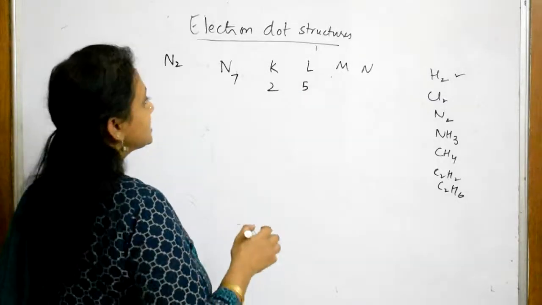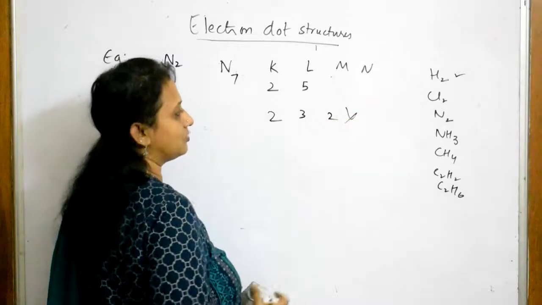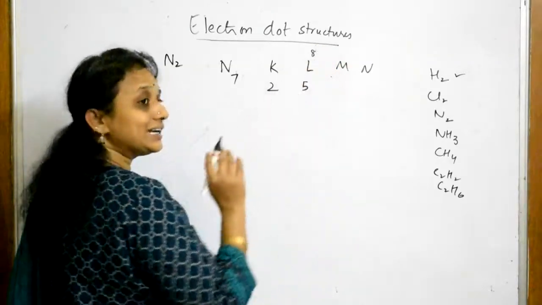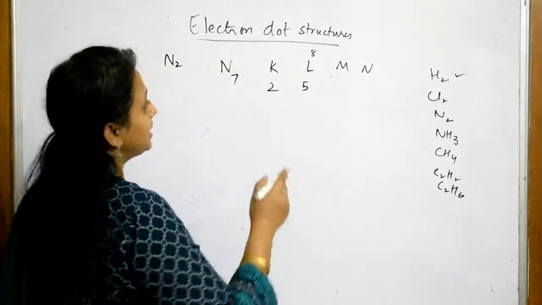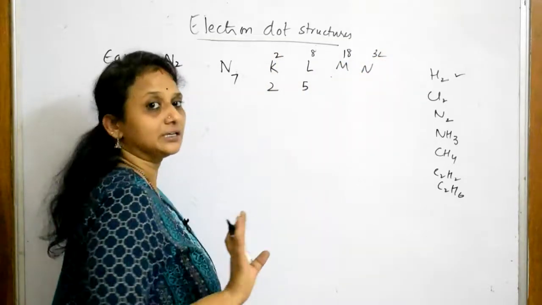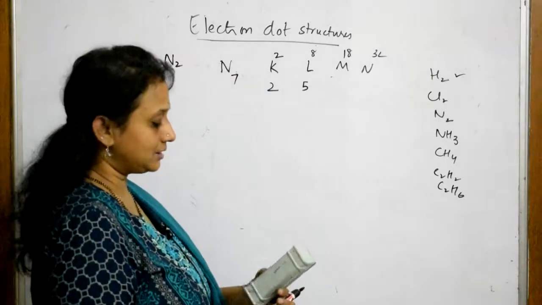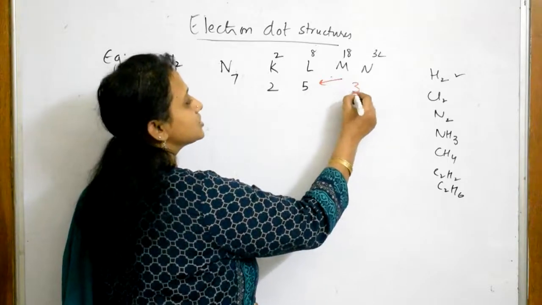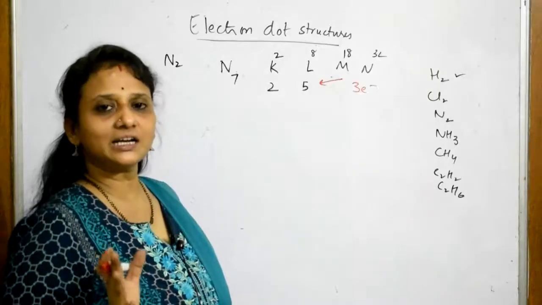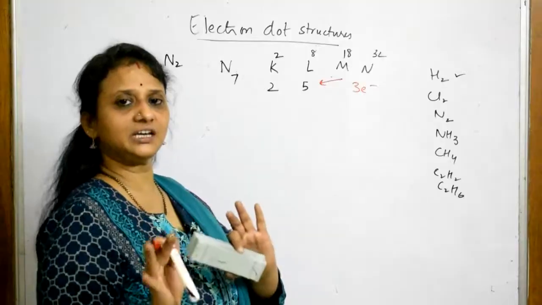Correct? Some students will write 2, 3 and 2. This is wrong. Why? Because L can accommodate maximum 8 electrons. K can accommodate 2. M can accommodate 18. N can accommodate up to 32 electrons. Right. So how many does it require to become stable? It requires 3 electrons. With 3 only it will become stable. If it takes 3 electrons, automatically it will get inert gas configuration. This will become 8. Always remember, 3 it takes.